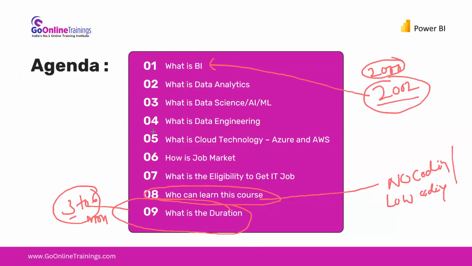What does eligibility mean? You must be a graduate. Any graduate: BA, BCom, BSc, botany, zoology, MTech, civil, mechanical, anything you can have. So how is the job market for the Power BI developer?